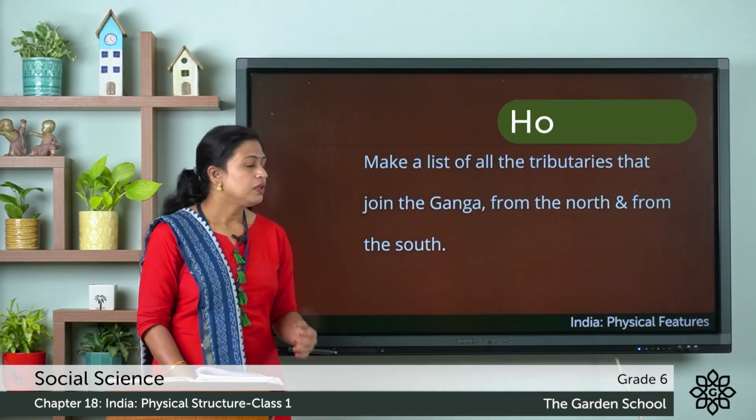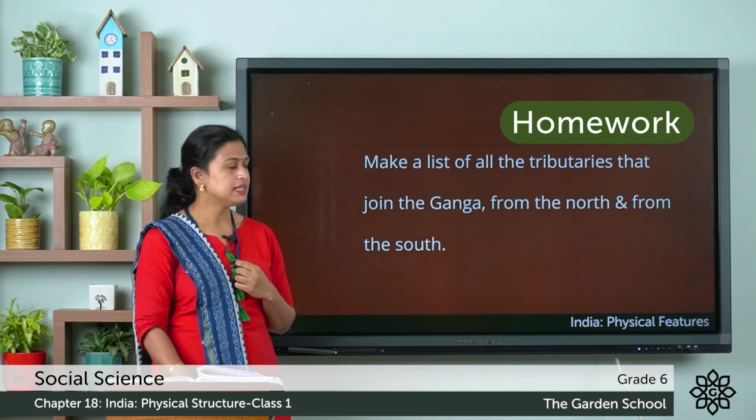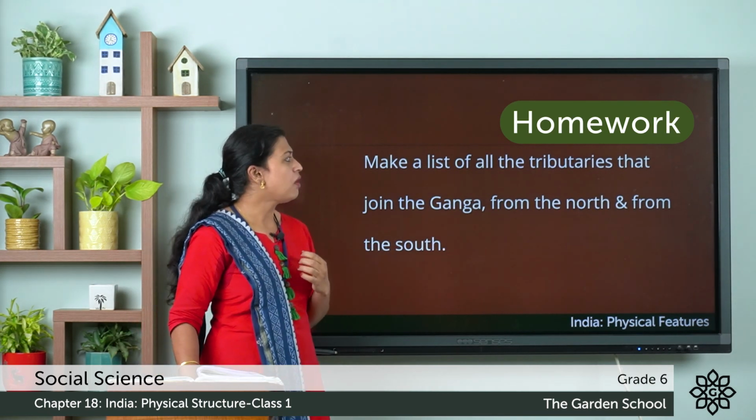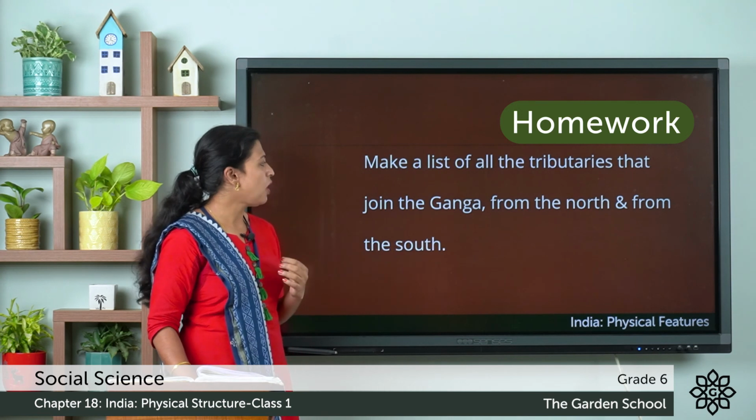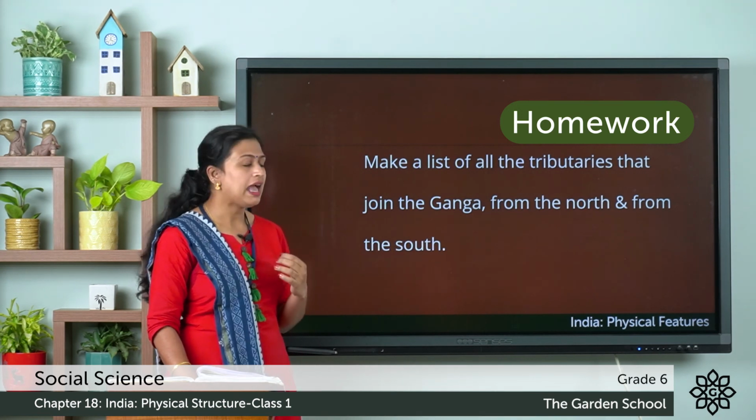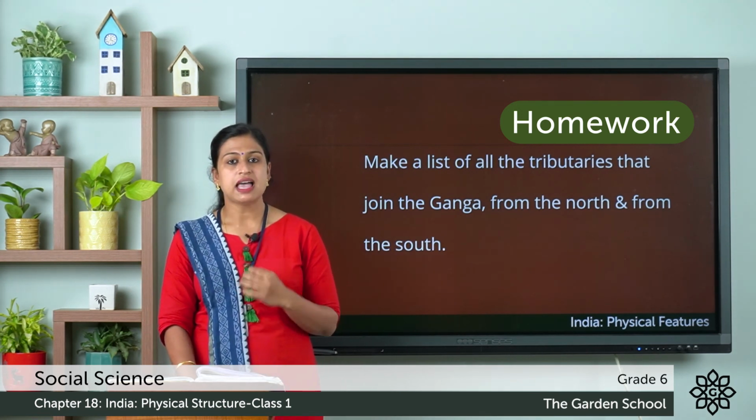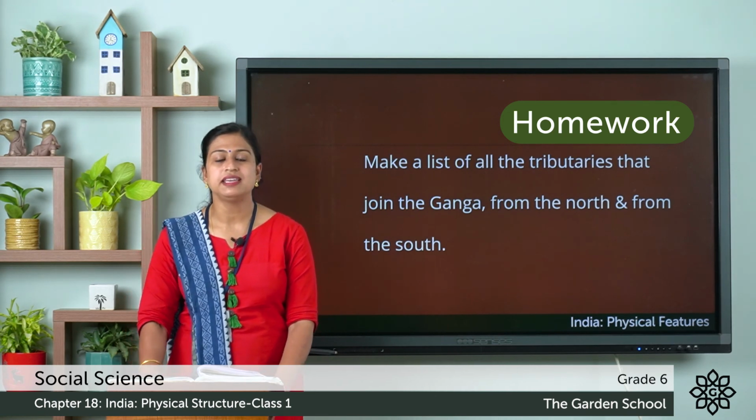So here you have an activity. The activity is to make a list of all the tributaries that join the Ganga from the north and from the south. You have to write this answer and submit it in Teams.